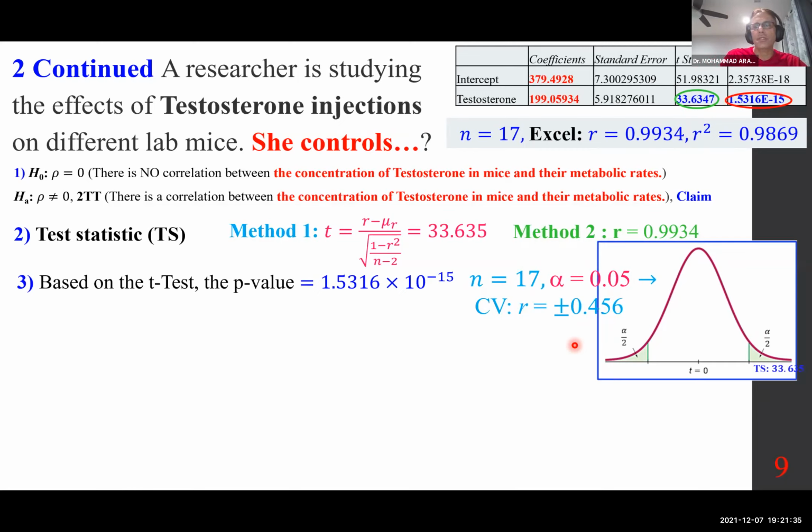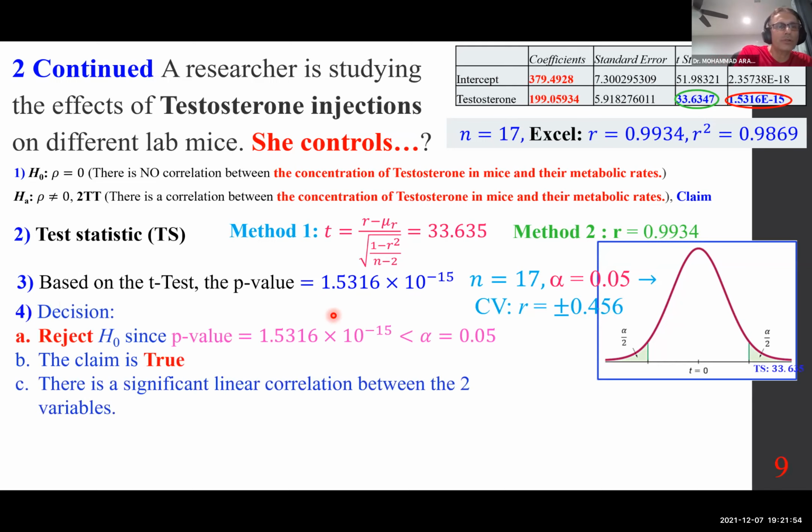As you notice, this number is way larger than positive 0.456. So if you go with the test statistic or if you go with the p-value, it makes no difference. This is way less than alpha of 0.05. You are going to reject H0. So the decision is to reject H0. Why is that? Going back to the technology, the calculation that gave us this p-value, it's way less than alpha of 0.05. We're going to reject it.